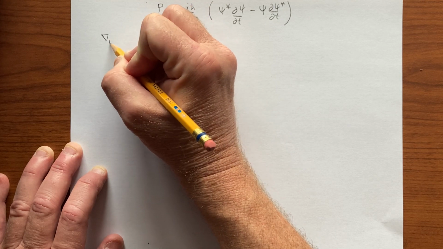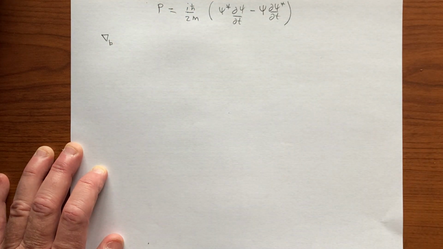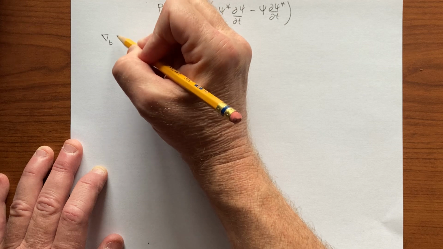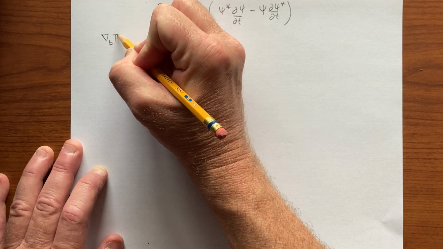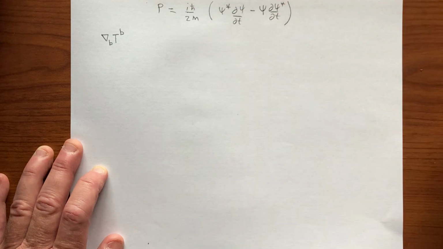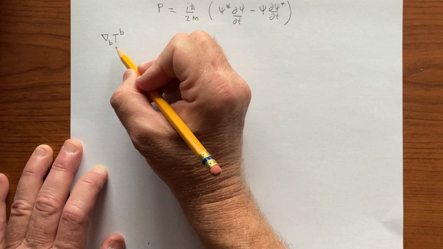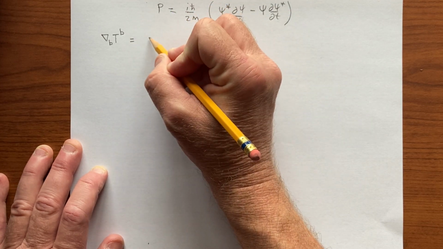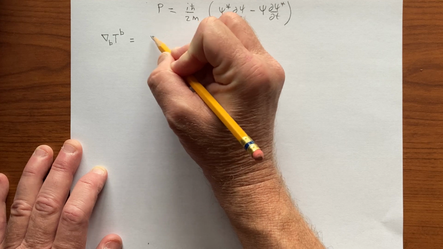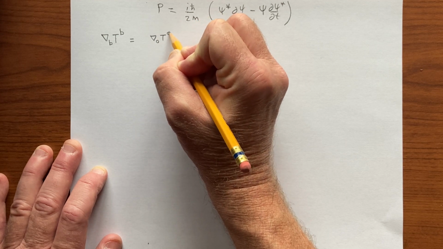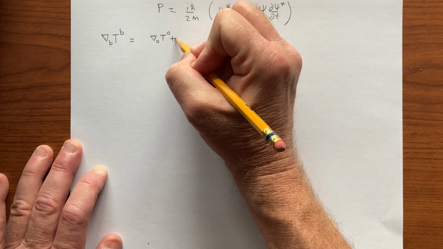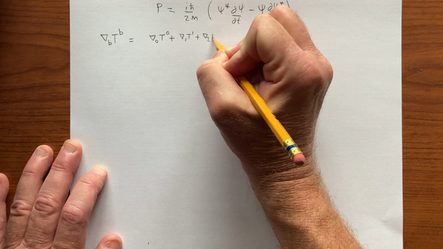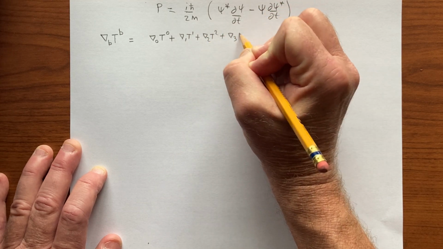So if we have a 4-vector, now this is a generalization, this is not the divergence. Divergence is part of this more general object. So let's say we have a 4-vector T, and we do the 4-divergence of this 4-vector. We're using the summation convention: del 0 T0, del 1 T1, del 2 T2, del 3 T3.